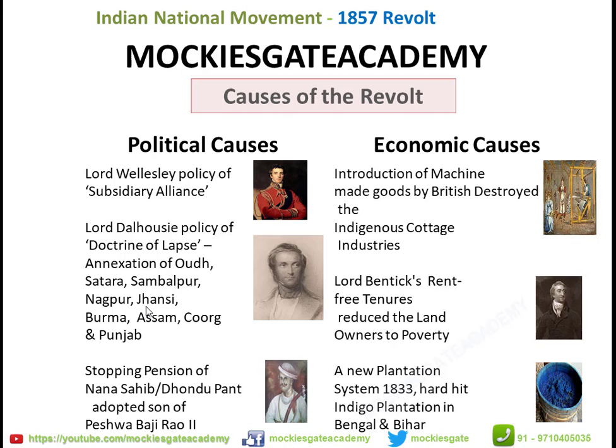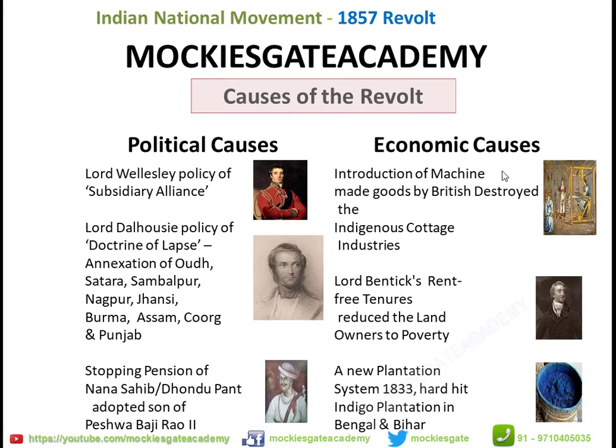The doctrine of lapse is nothing but this: if a ruler doesn't have a biological heir, the kingdom is directly absorbed into the Crown. Then Nana Sahib and Dundu Pant, the adopted sons of Peshwa Bajirao II, were not given their claimed pension, which led to discontent among Nana Sahib and Dundu Pant.